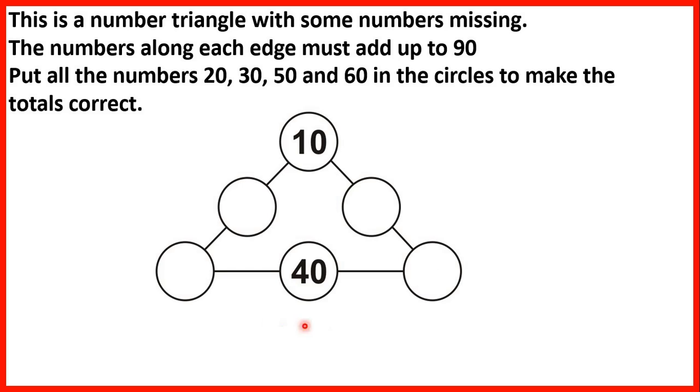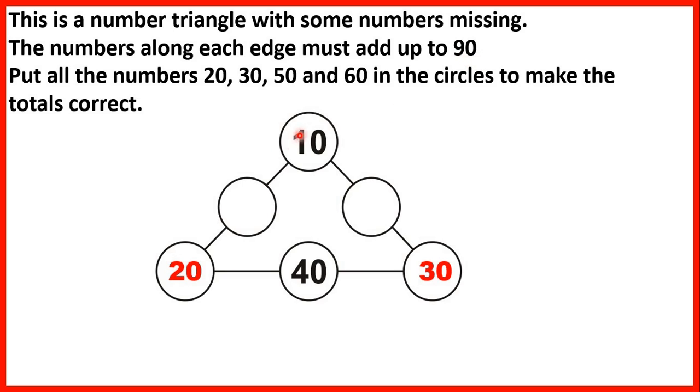So we know that these two circles together must be 50. And that means we need to use 20 and 30 for these circles here, because 20 and 30 make 50, and then another 40 gives us a total of 90.